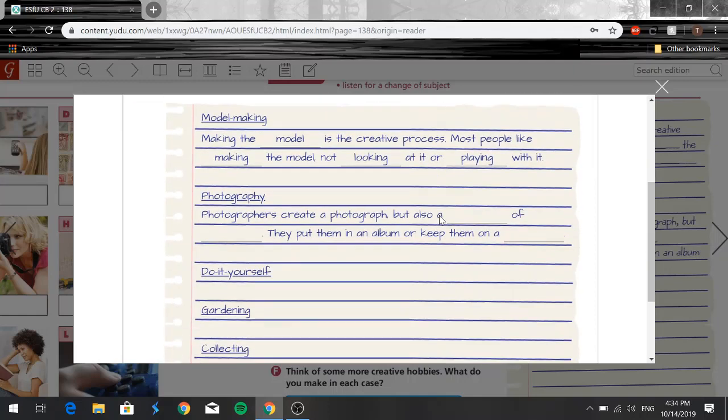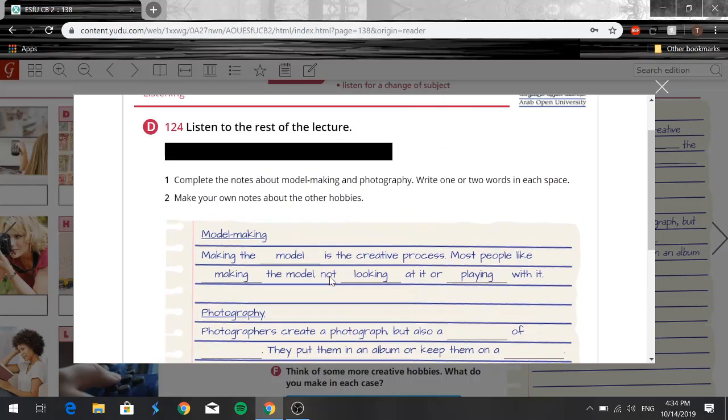In photography, there's a photograph, of course. But there's also a collection of favorite photographs. These are perhaps in an album, or nowadays stored on a computer.